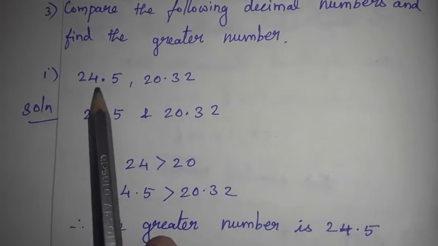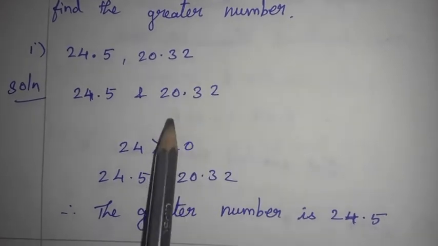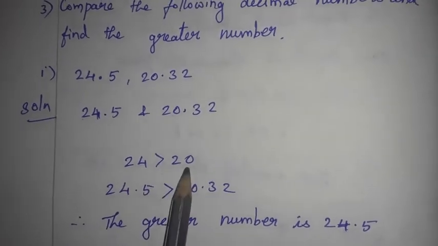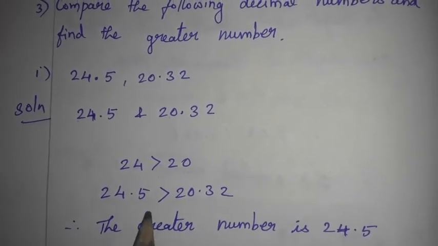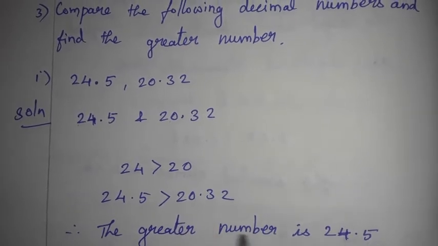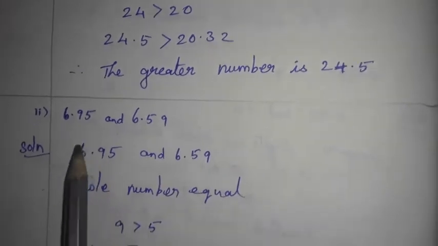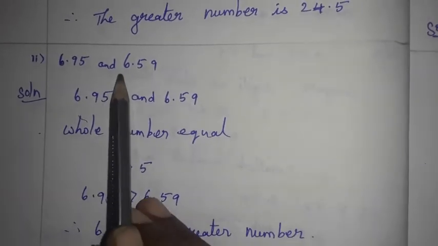First one, 24.5 and 20.32. When we compare the whole part of the numbers, we say that 24 is greater than 20. Therefore, 24.5 is greater than 20.32. Therefore, the greater number is 24.5.